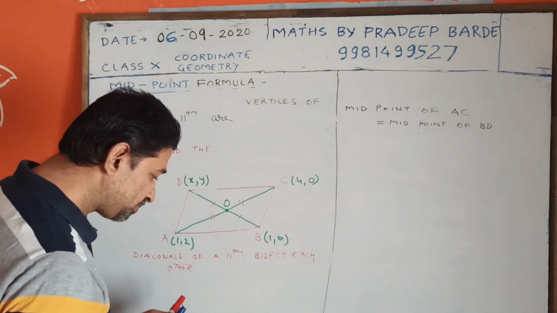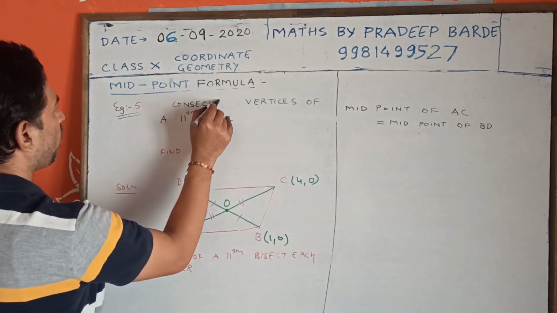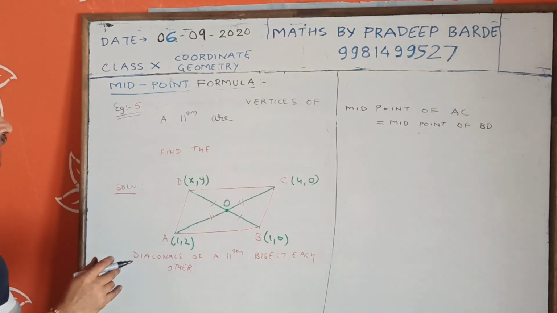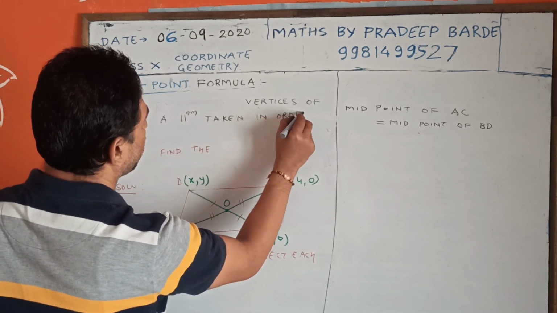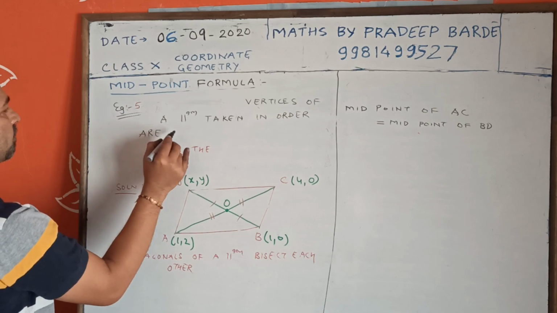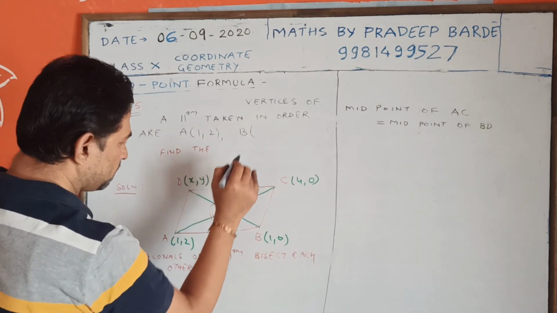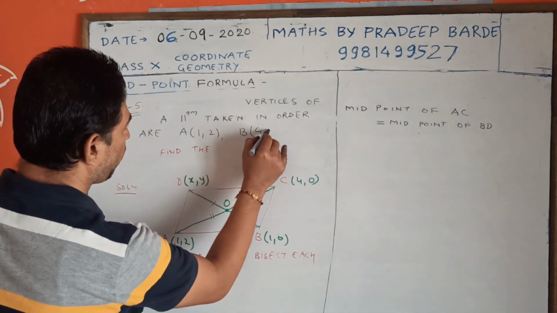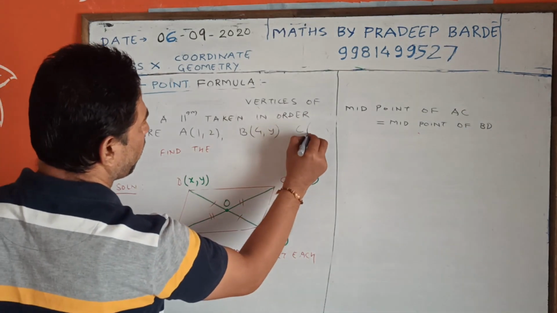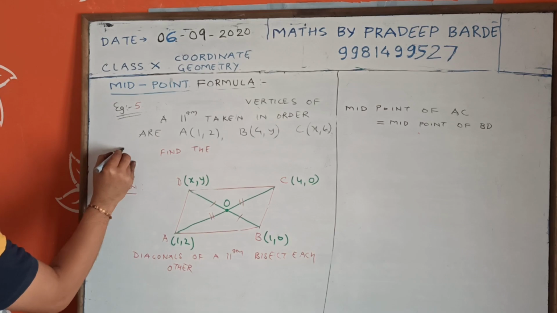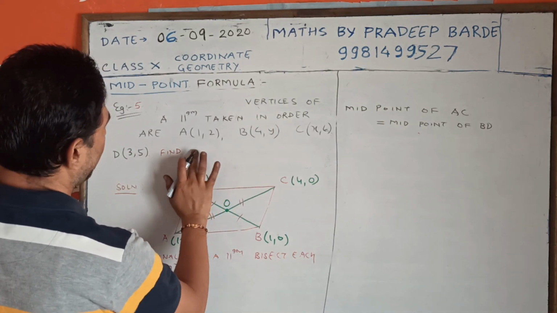Okay, next example, students. If 4 consecutive vertices of a parallelogram taken in order are A (1, 2), B (4, y), C (x, 6), D (3, 5). Find x and y.